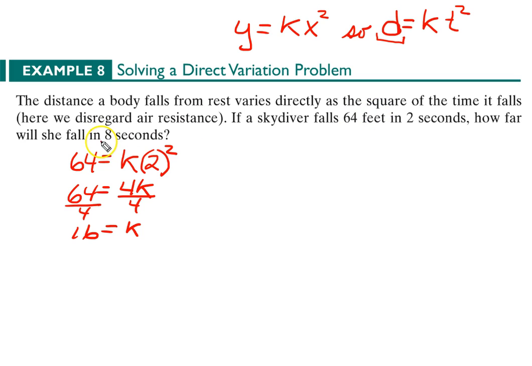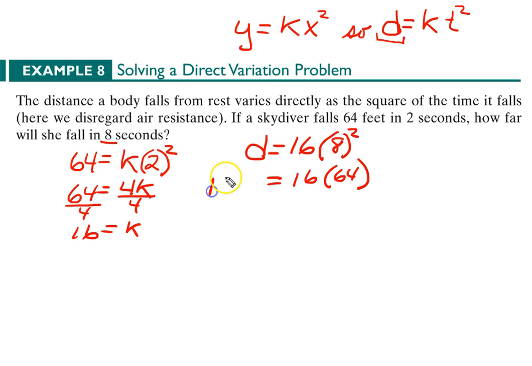Now, how far will he fall in 8 seconds? Well, we're going to have distance equals our new value for k, which is 16, and the 8 is going to be squared. Now remember, it's distance here equals k times time squared. So time is 8 seconds, so we square the time. So this is going to be 16 times 64. Put that in your calculator. 16 times 64, and that is 1024 is our distance.